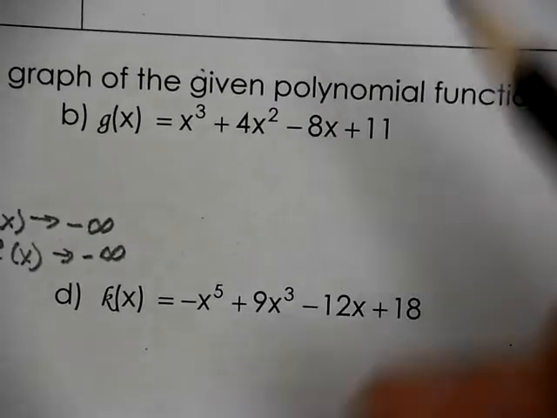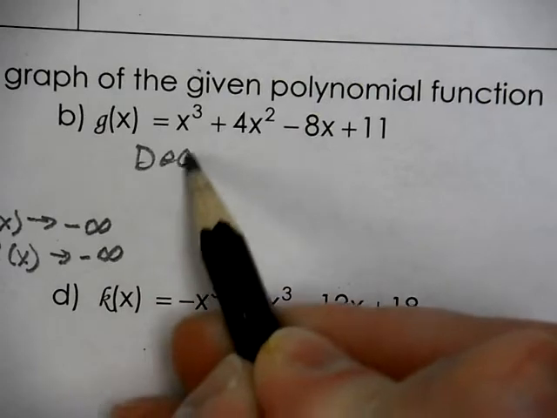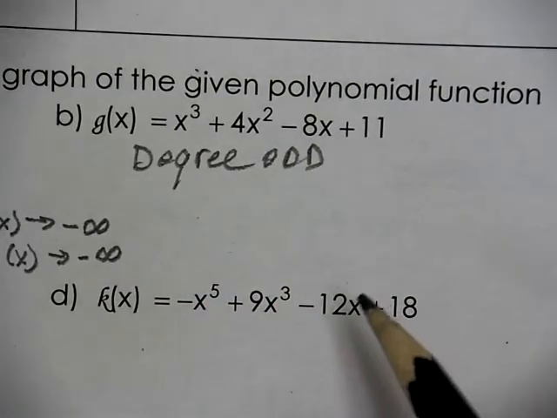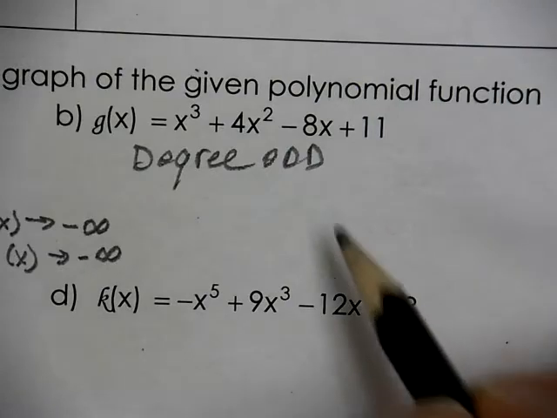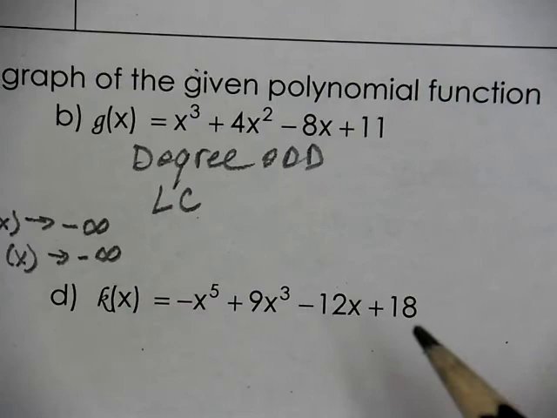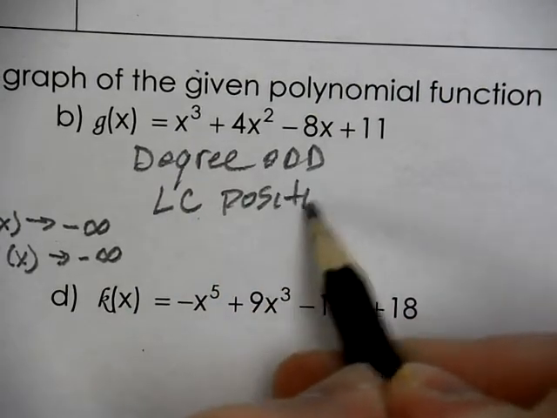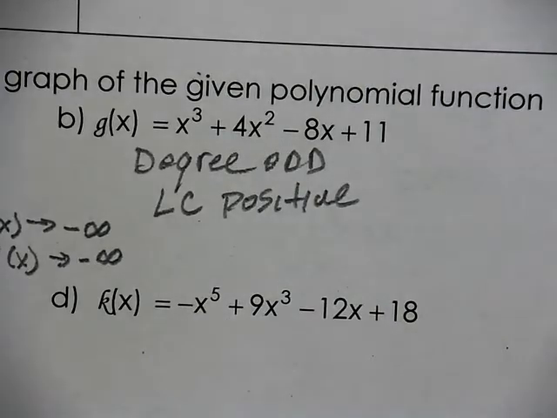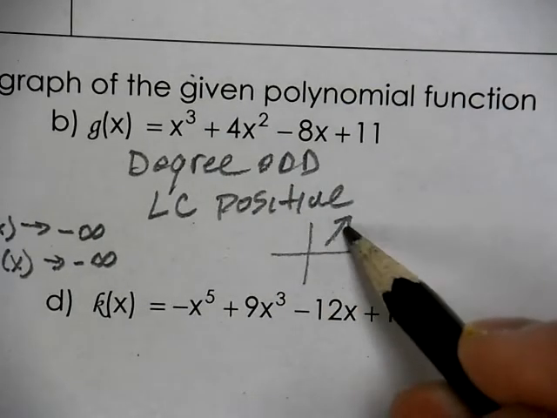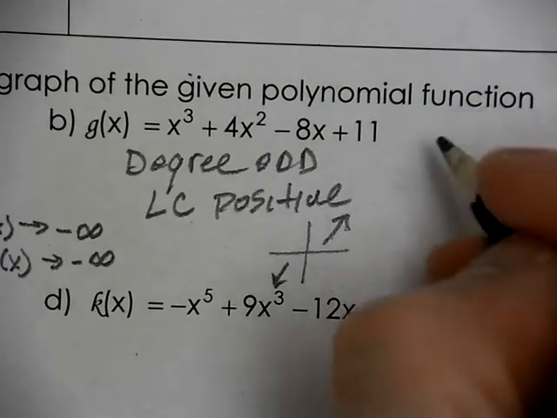Let's take a look at this one. This is a cubic, so the degree is odd. Okay, that means they're going to be going in opposite directions. And the leading coefficient is positive. That means it's going to be increasing to the right. Positive means increasing to the right. Odd means they'll be going in opposite directions.